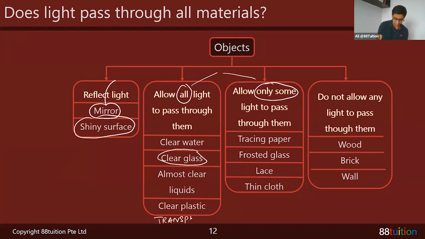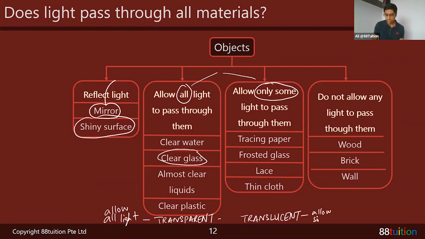Yeah, so these are all the transparent materials. What do you mean by transparent materials? It means they allow all light. Okay. Then when it allows only some light, it's called translucent. Allow some light.